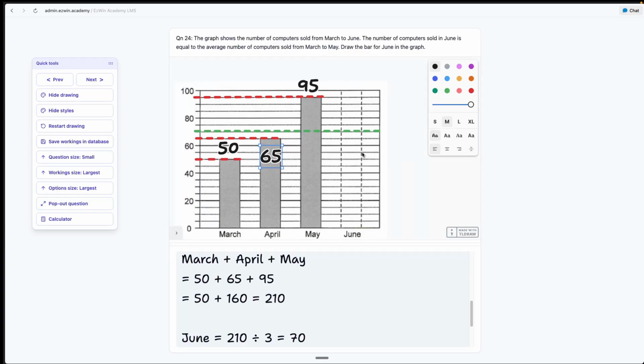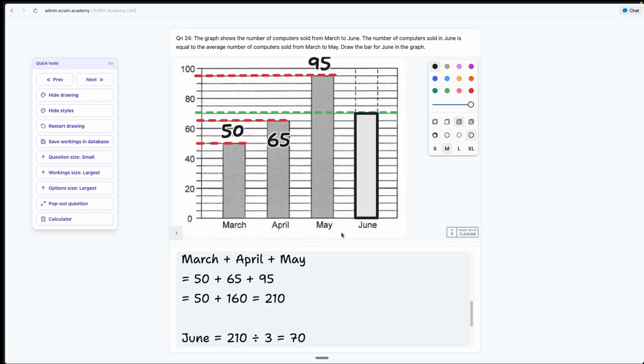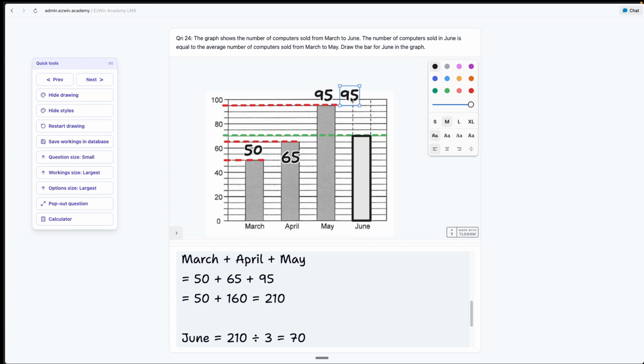Okay, so with that said, then I'm going to just draw the part. That's what you see over here. Like this. There you go. So June over here is 70. Right, I'll just put here 70.